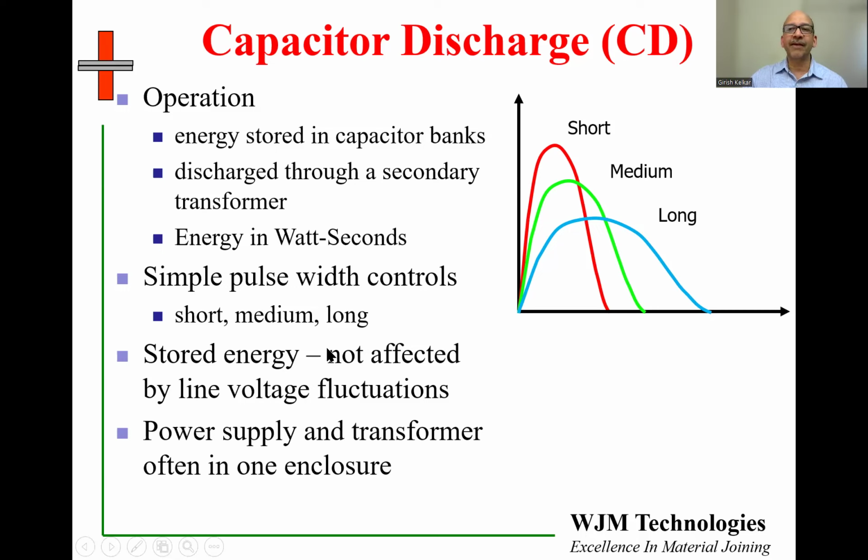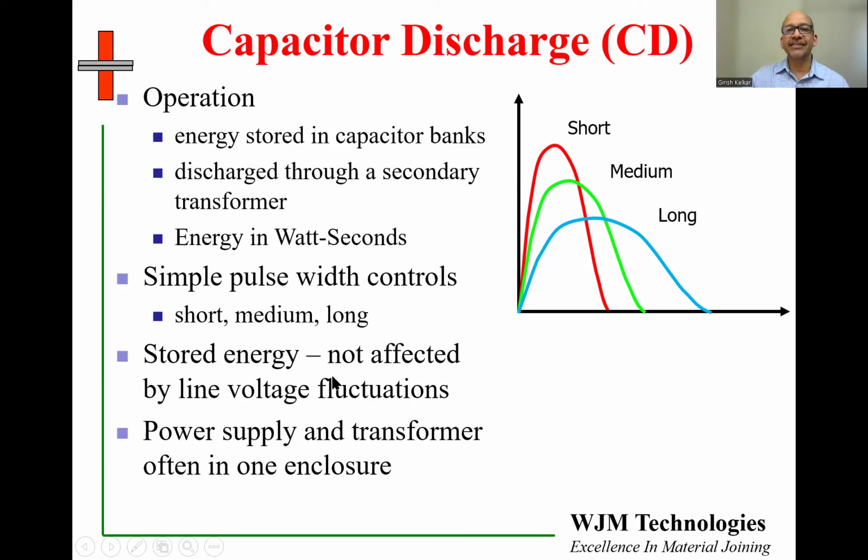One of the benefits of cap discharge power supplies is that the energy or the welding is not affected by line voltage fluctuations. Since it is a stored energy power supply, it first stores energy and then fires. So the line voltage fluctuations do not affect welding.